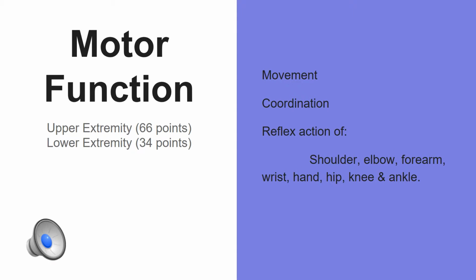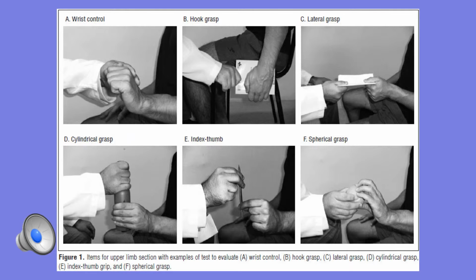For the first subscale of motor function, we measure movement, coordination, and reflex action of the shoulder, elbow, forearm, wrist, hand, hip, knee, and the sole of the foot. The upper extremity has a max score of 66 points, and the lower extremity has a max score of 34 points. Here are some images of some items of the upper limb section, which include wrist control and 5 different grasps.